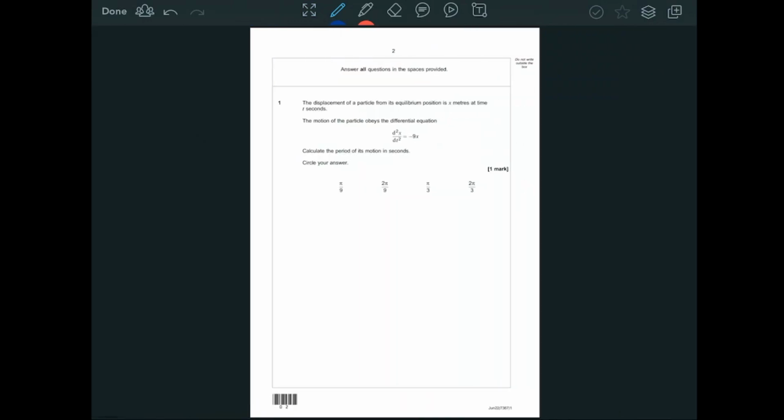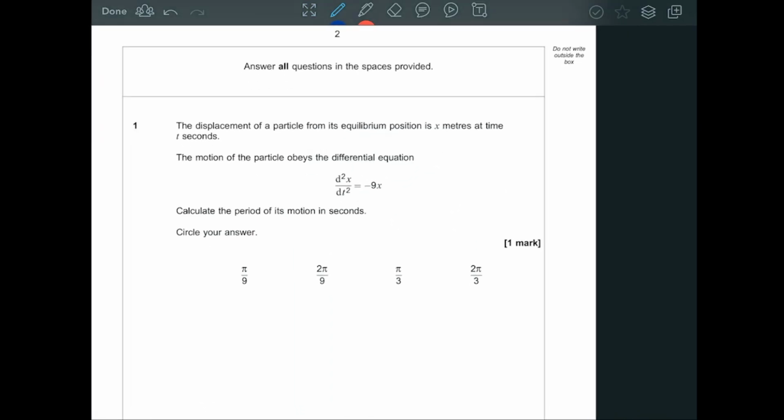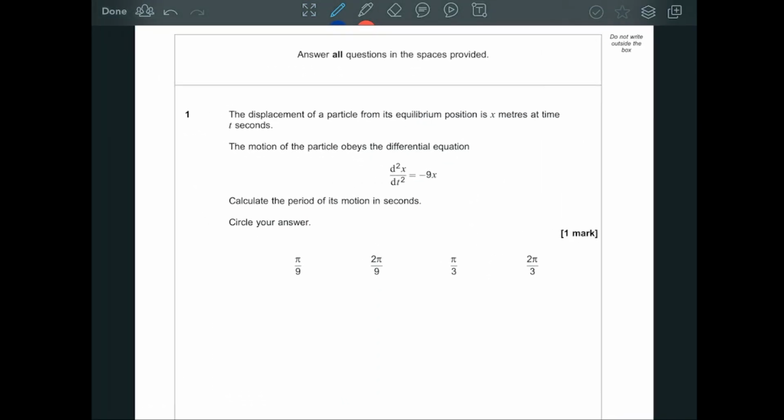So we're going to jump straight in. We have a displacement of a particle from its equilibrium position. It's x. The motion is given by that. We should recognize this immediately as simple harmonic motion. Calculate the period of its motion.